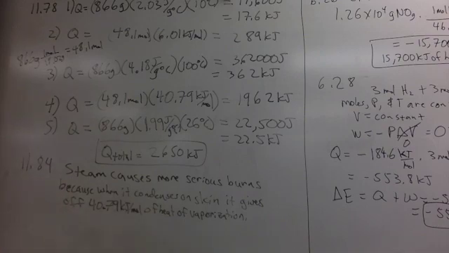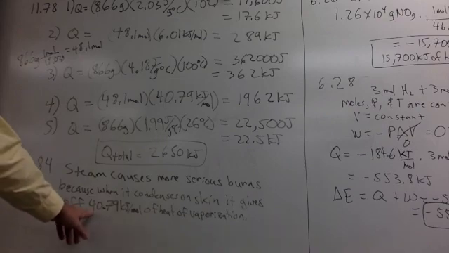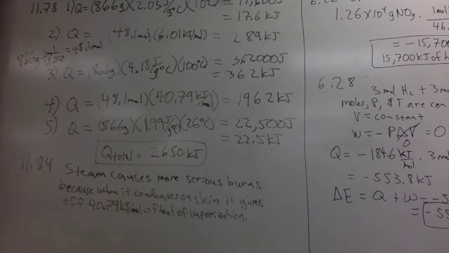11.84: the reason why steam causes worse burns than hot water is that when the steam condenses on your skin, it releases the heat of vaporization to your skin, and that is 40.79 kilojoules per mole. As the water forms its hydrogen bonds, it releases heat.